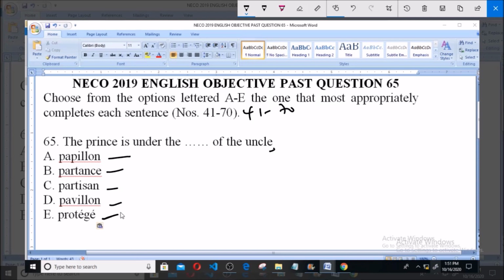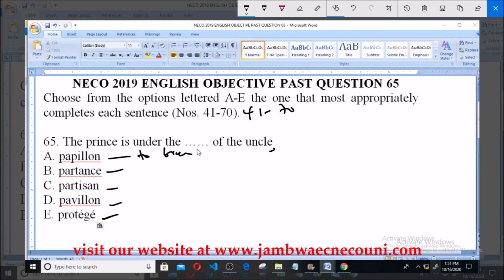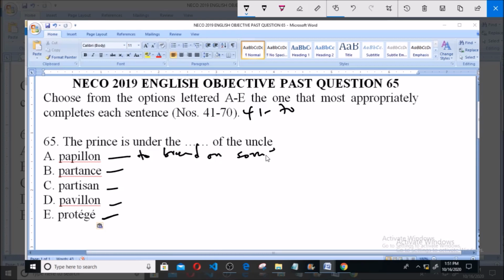Now, when we talk of papillon, papillon simply means a breed of something, particularly dog. Then when we talk of patterns, patterns is not an English word, it's a word out of circulation, so we cannot discuss it.